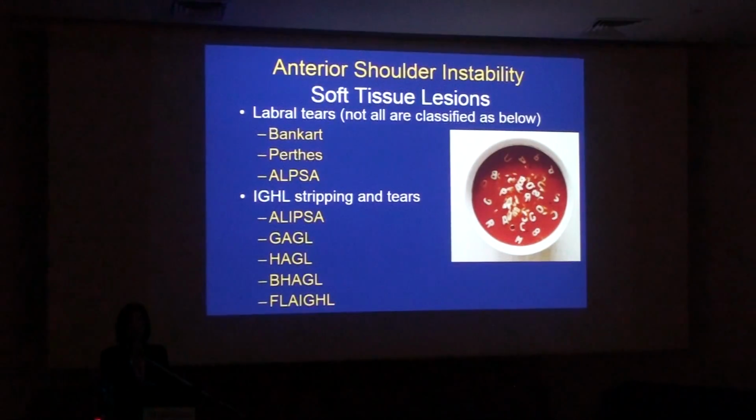Now, the other things that you're going to see, and these could be even more important in some respects, are the inferior glenohumeral ligament, thinking about the anterior band, the ALIPSA, the GAGL, the HAGL, the BAGL, and the FLAGL.